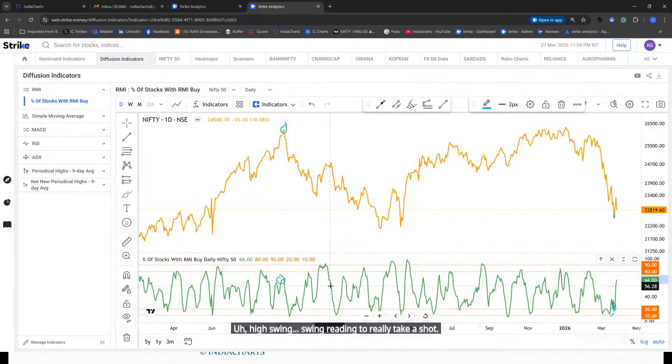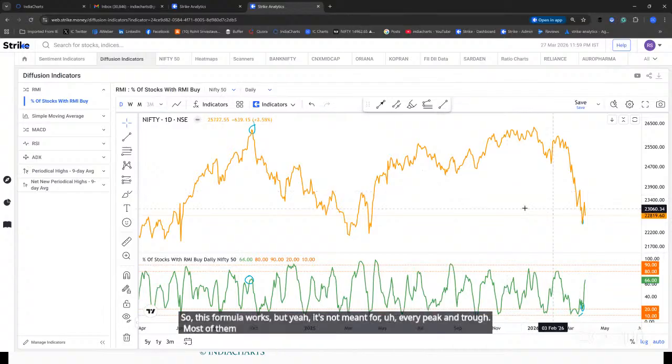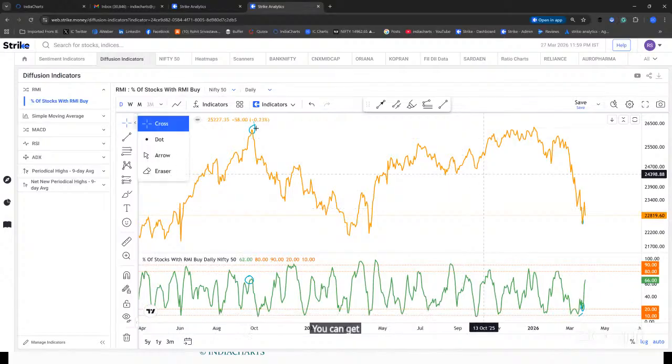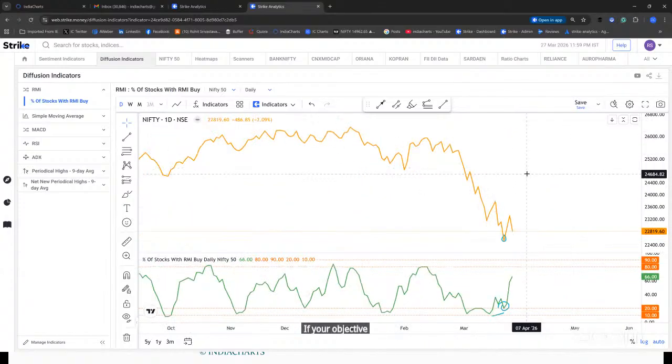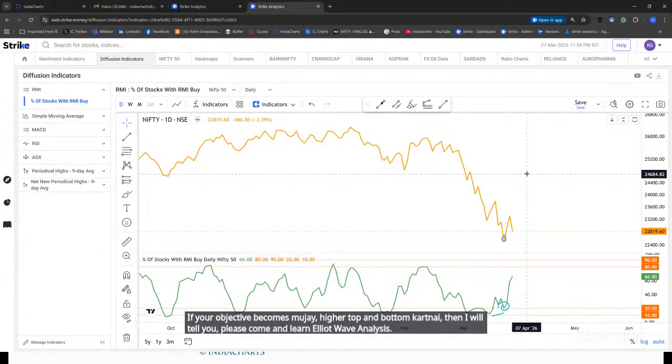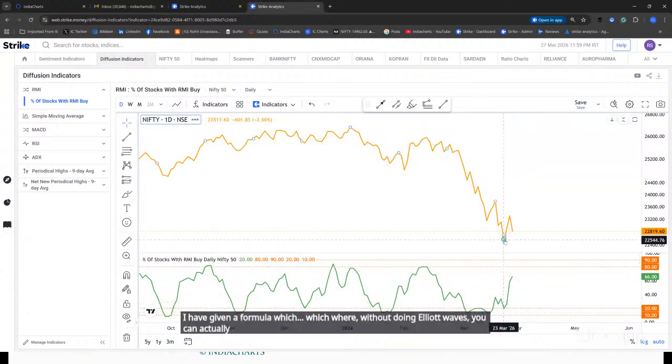Yes, sir. So this formula works, but it's not meant for every peak and trough. Most of them you will get, and the ones you are getting are working. So the point only is that you can get a high probability of something which works. If your objective becomes "I want to catch every top and bottom," then I will tell you, please come and learn Elliott wave analysis. I have given a formula where without doing Elliott waves, you can actually trade the market.